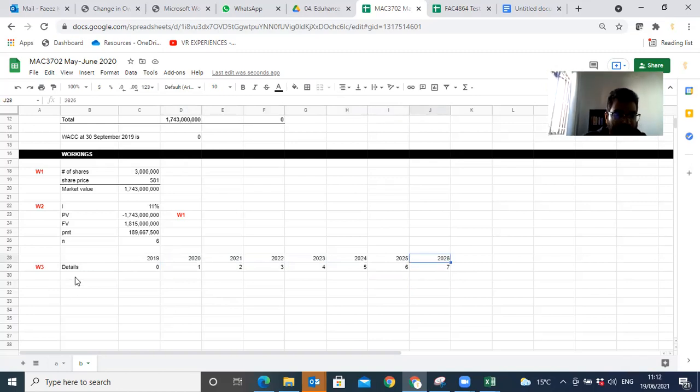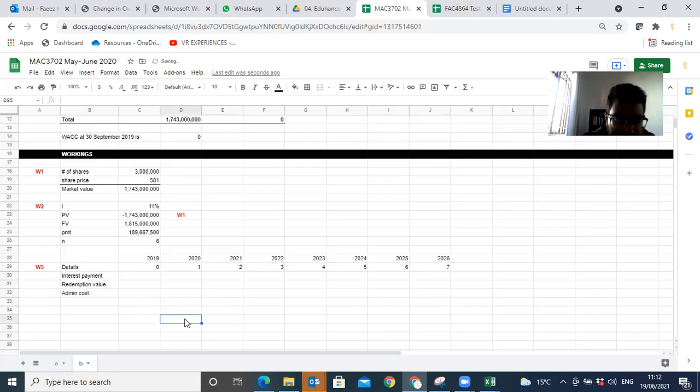So what you need to know is that there's an annual interest payment. There is the redemption amount, redemption value, and then there's also the administration value and admin costs.